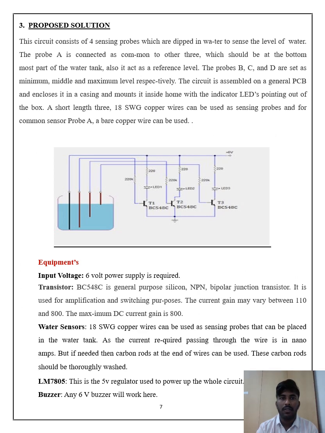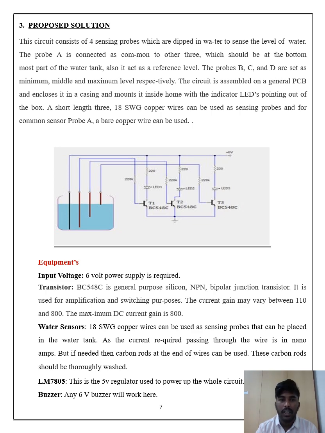Proposed solution. The circuit consists of four sensing probes which are dipped in the water tank to sense the level of the water. The probe A is connected to the common, which should be at the bottom-most part of the water tank. It also acts as the reference level. The probes B, C, and D are set as the minimum, middle, and maximum levels respectively. The circuit is assembled on a general PCB and enclosed in a casing, mounted inside the home with the LED indicators pointed out of the box.